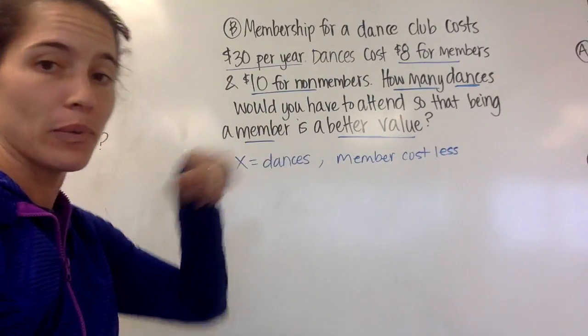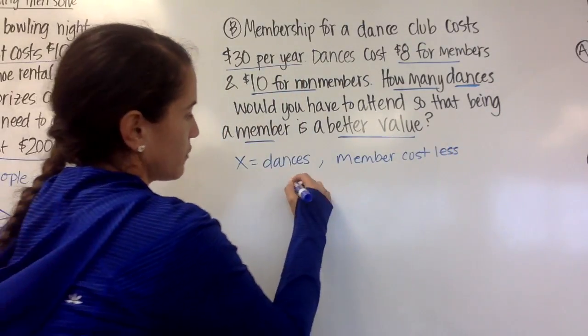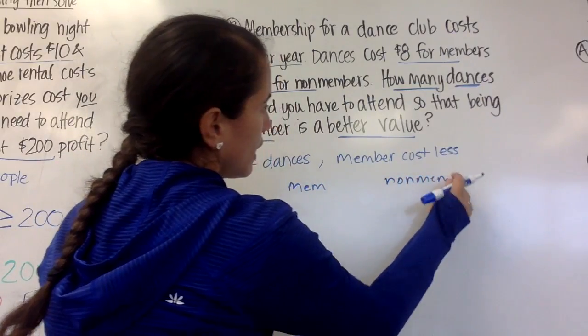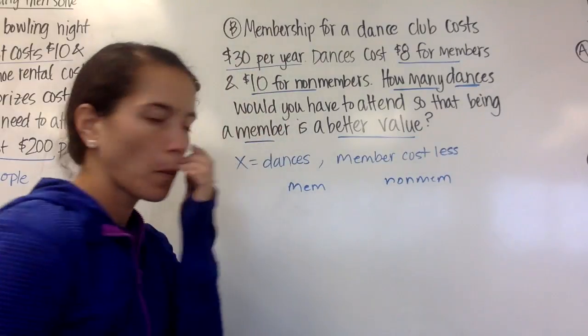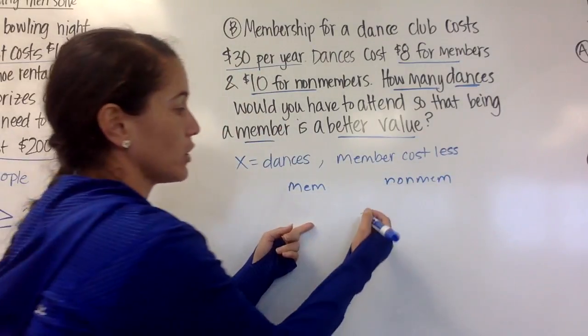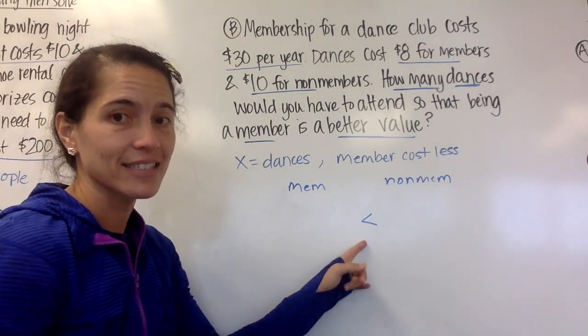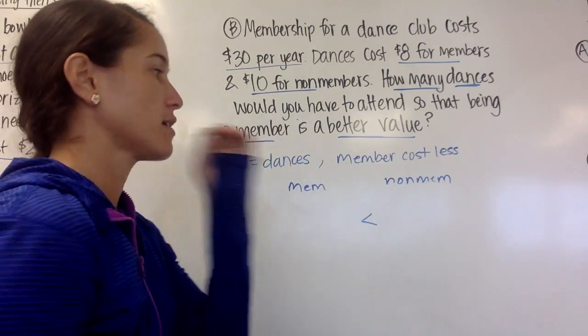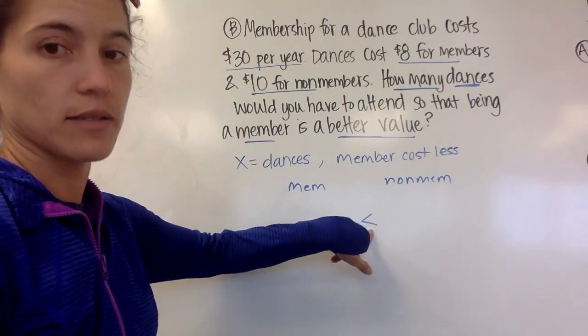When is being a member a better value? So we're going to have member on one side and non-member on another. And we want to know when the member is less than a non-member. So that's what it means by better value. When does the member cost less than a non-member? So we're going to use the less than symbol.